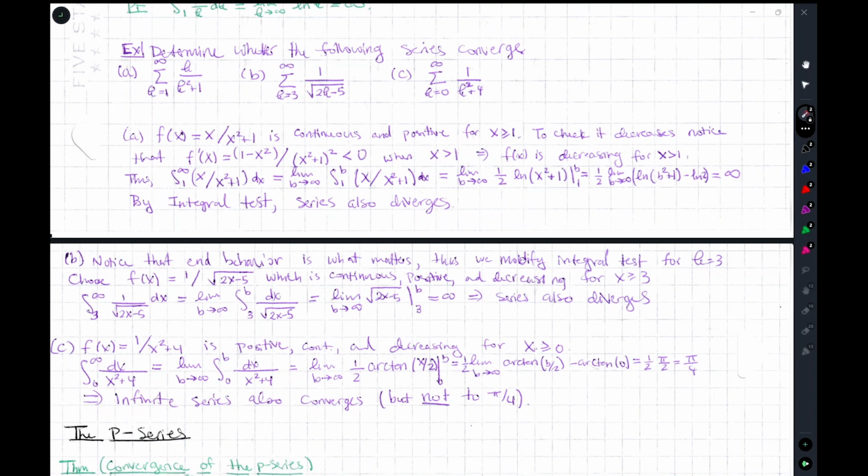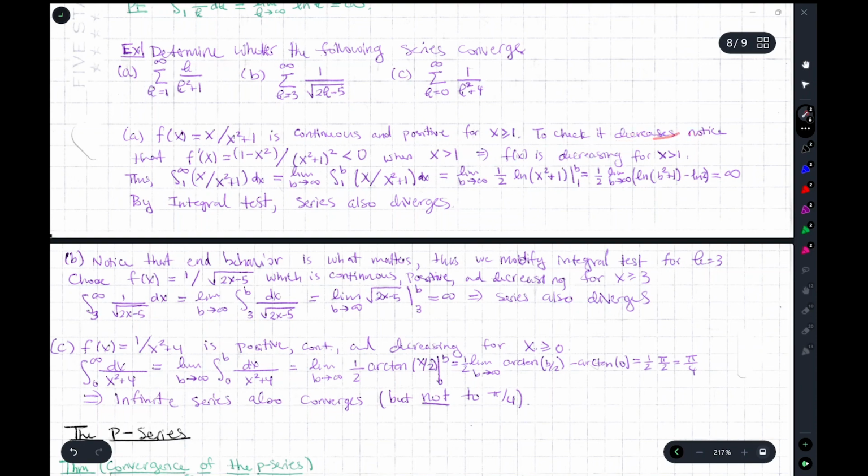So let's take a look at another example here. Determine whether the following series converge. Well, for A, the equivalent function of k over k squared plus 1, for the real numbers, is x over x squared plus 1. And of course, it equals the sequence at the integers k from 1 to infinity. Well, this is continuous and positive for x greater than or equal to 1, which is the domain that we're interested in.